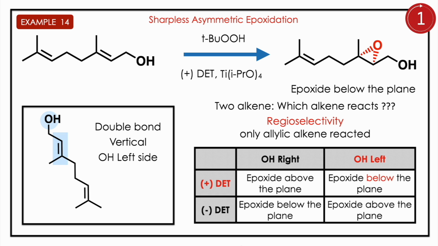Plus DET you are using. OH is on left side, meaning below the plane epoxidation. So you draw the oxygen below the plane and identify the final product.